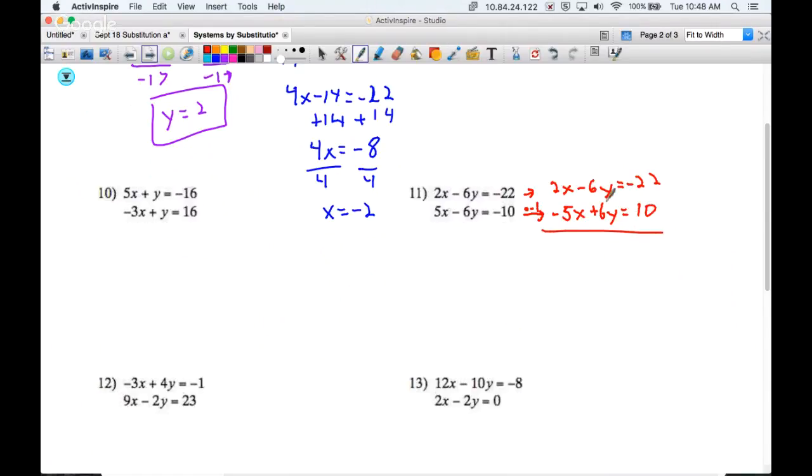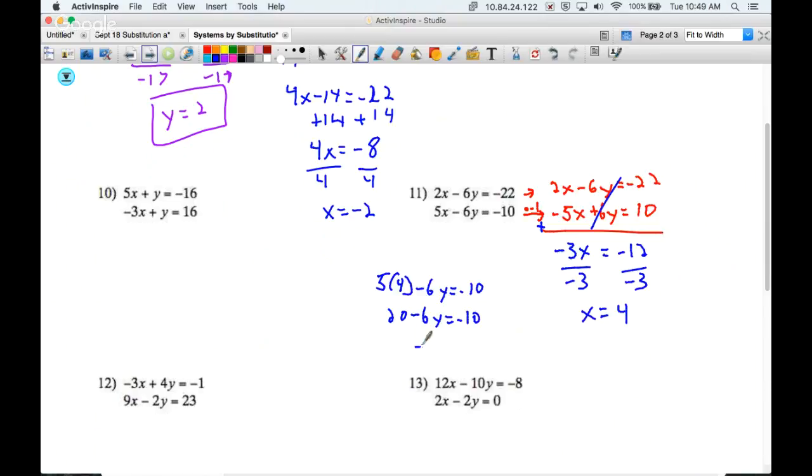And now this is a zero pair. These will add to be 0. Let's add them together, get negative 3x. These cancel, equals negative 12, divided by negative 3, divided by negative 3. X equals 4. Let's plug that into either equation. 5 times 4 minus 6y equals negative 10. 20 minus 6y equals negative 10. Negative 6y equals negative 30. Y equals 5. Not showing all my steps there.